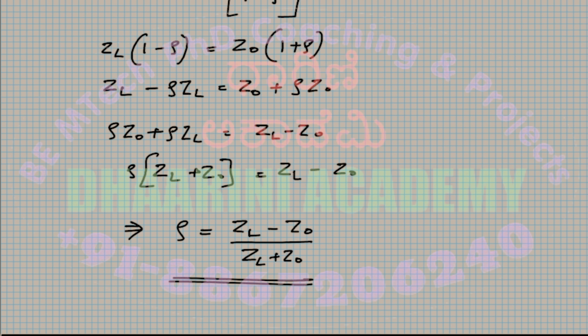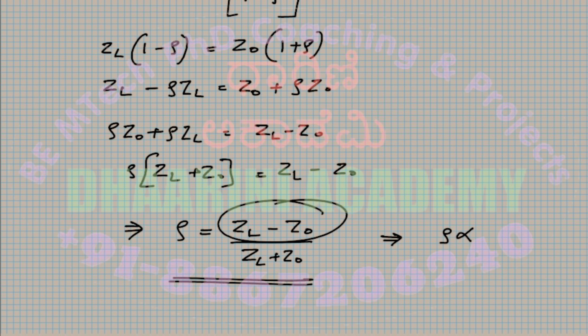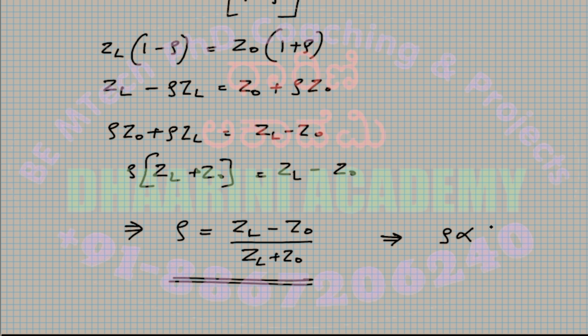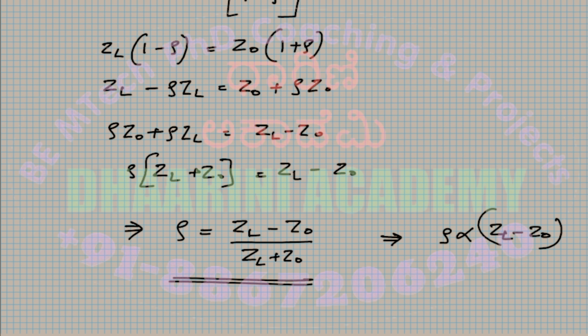If you know ZL and Z naught, what are the values? Now you understand one thing from here. When we discussed the theory part before the derivation, we just guessed that the reflection coefficient is proportional to the difference between ZL and Z naught. It's proved here. You see that it is directly proportional to the difference, ZL minus Z0. So if the ZL and Z0 match, what happens? Whenever they match, the difference is 0, so rho is equal to 0. There is no reflection.